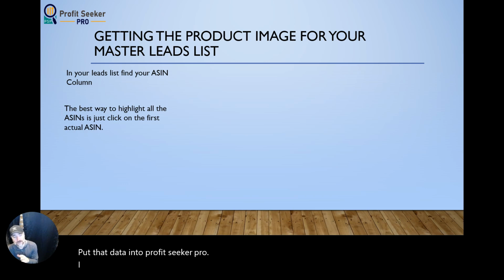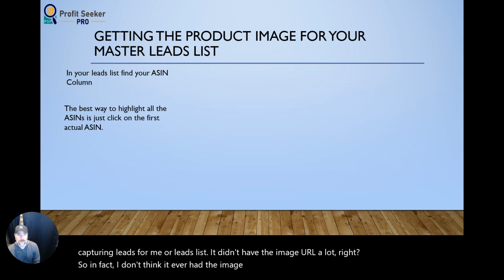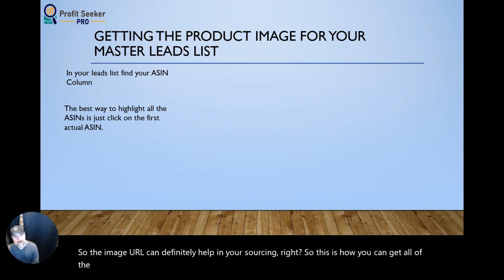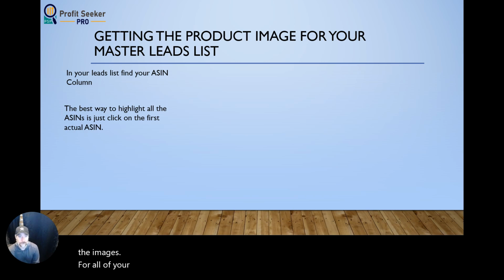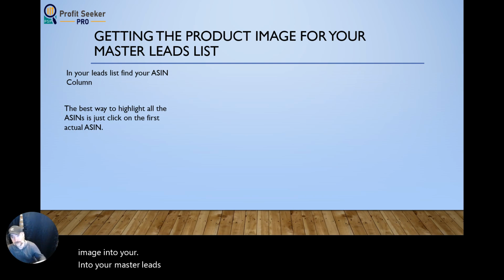I mean, I don't know about anyone else, but when I was capturing leads, or my VA was capturing leads for me, or leads lists, it didn't have the image URL a lot, right? So, well, in fact, I don't think it ever had the image URL. So the image URL can definitely help in your sourcing, right? So this is how you can get all of the images for all of your old leads, right? And I'm going to show you how to put the image into your master leads file, right?